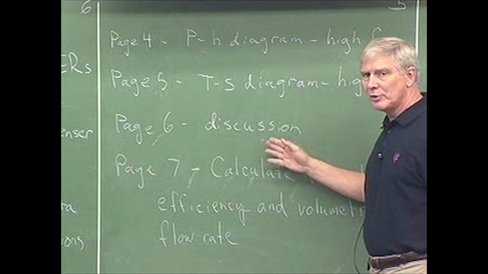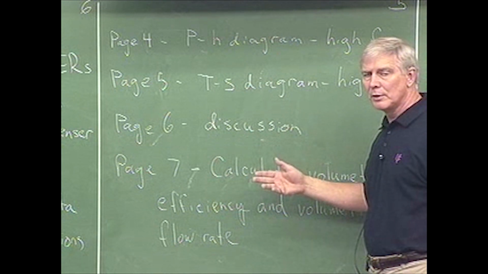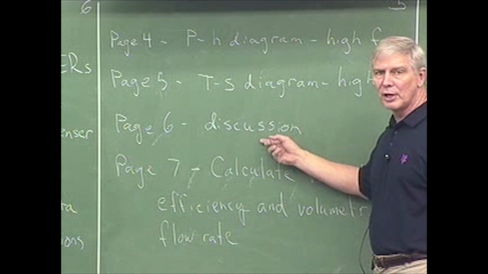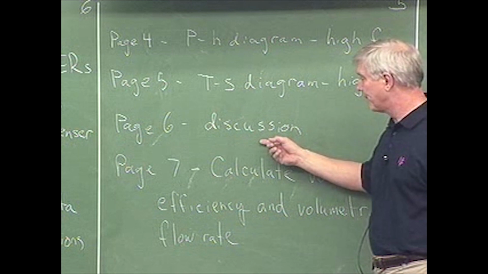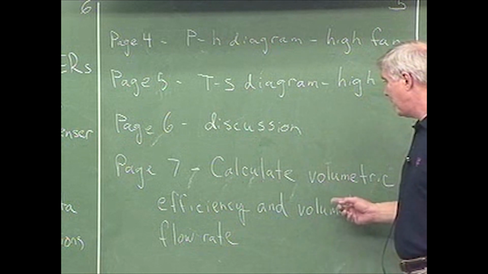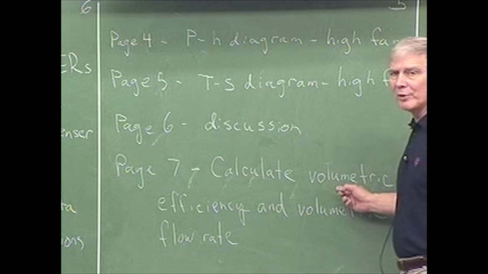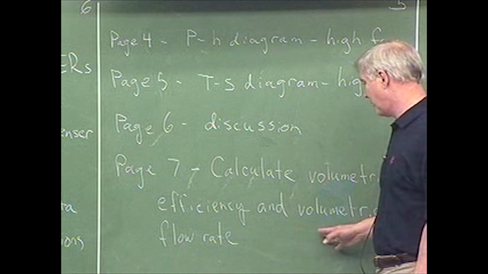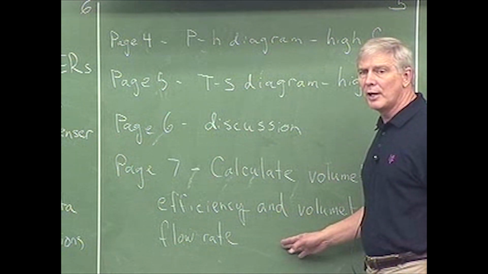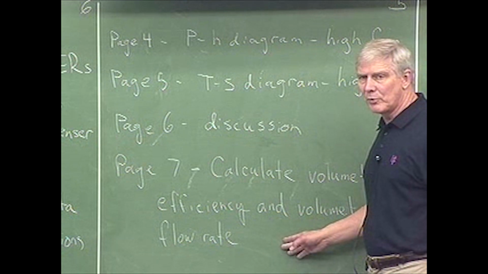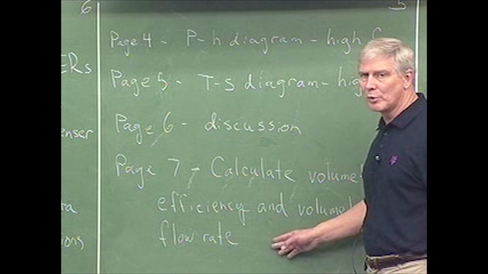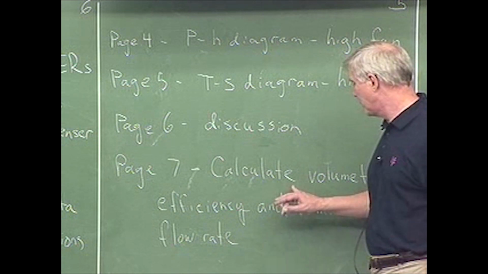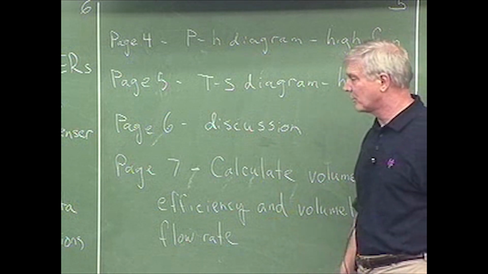Part of your discussion, of course, will be in the letter, but there's also a page here for additional discussion, and it's described in the lab write-up. Page 7, and we haven't talked about this, asks you to calculate the volumetric efficiency and volumetric flow rate. The formula is in the lab write-up. It's pretty straightforward, so I won't go over it here. Just follow that explanation and you'll get the volumetric efficiency and volumetric flow rate.